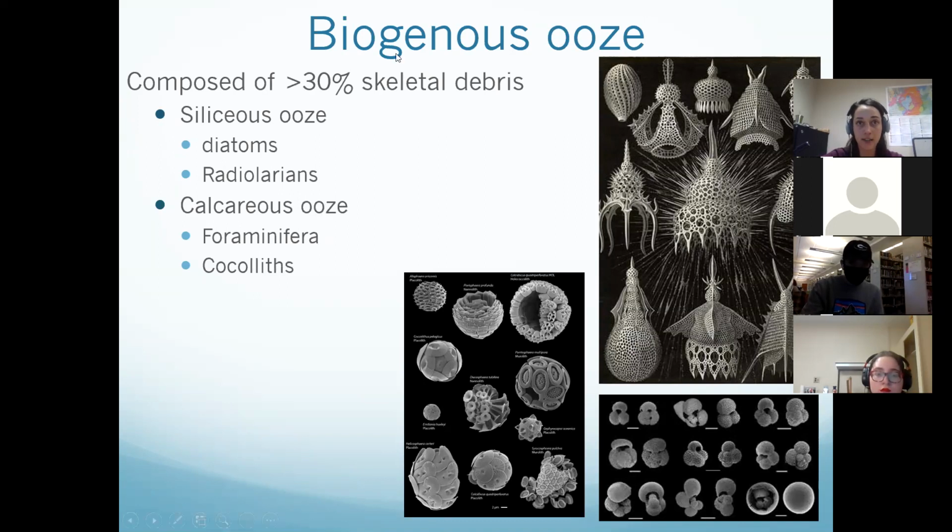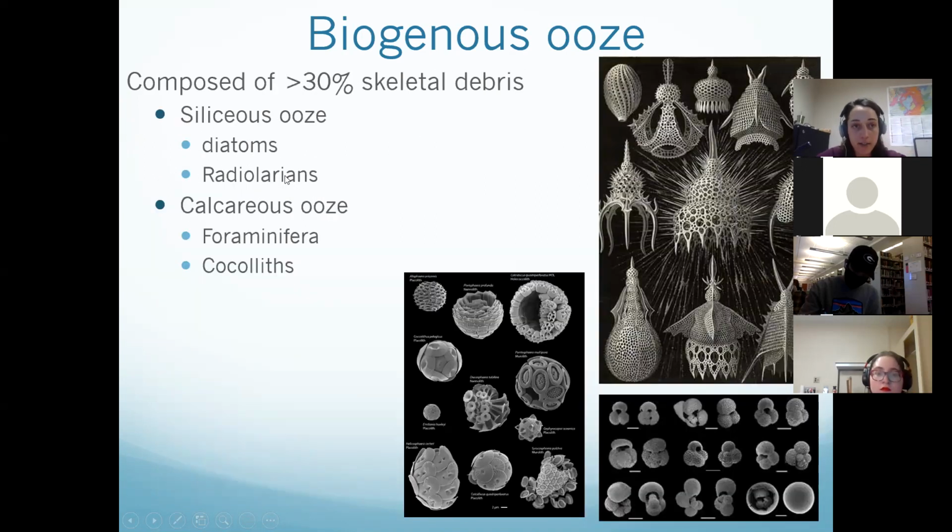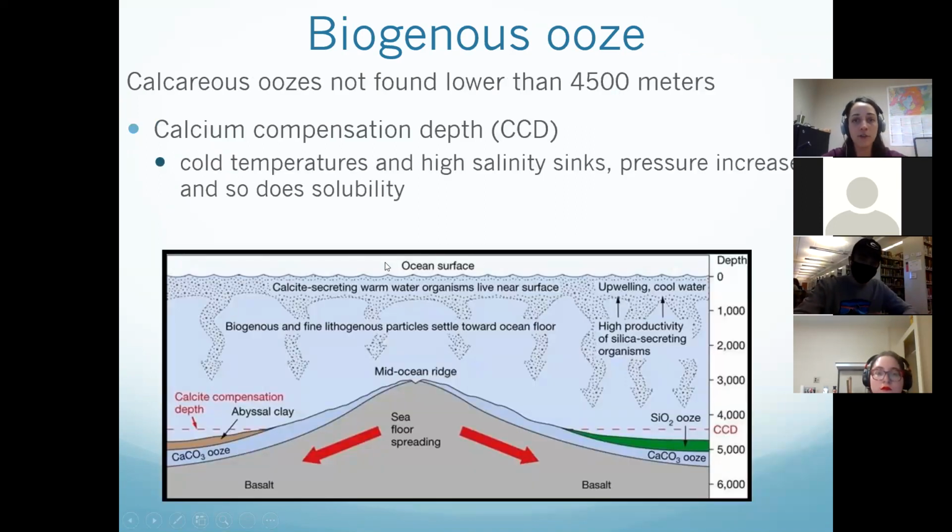The reason why they make different oozes is just because of what their skeletons are made up of. And since the biogenous oozes are composed of more than 30% skeletal debris, that's why it relies so heavily on what their skeletal makeup is. Okay. So because their skeletal makeup is different, and those different organisms are found at different places in the ocean, we can use where they're found to determine what the seafloor used to look like.